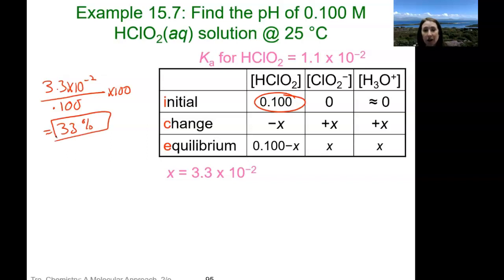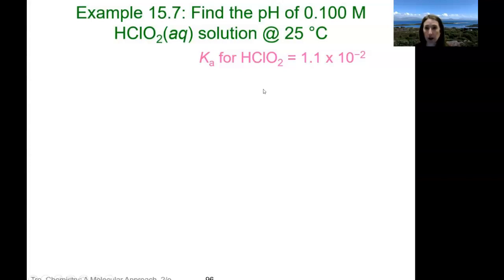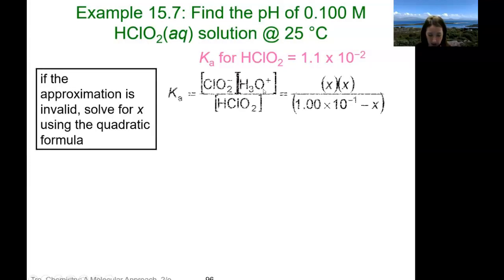So therefore, there's two options now. We can either do successive approximations, or we can just do the quadratic formula. Really, at this point, it's completely your choice. Both of them work. I think I solved this one using quadratic. I did, yes. Okay, so that means we can't use x is small on this problem. It doesn't work.